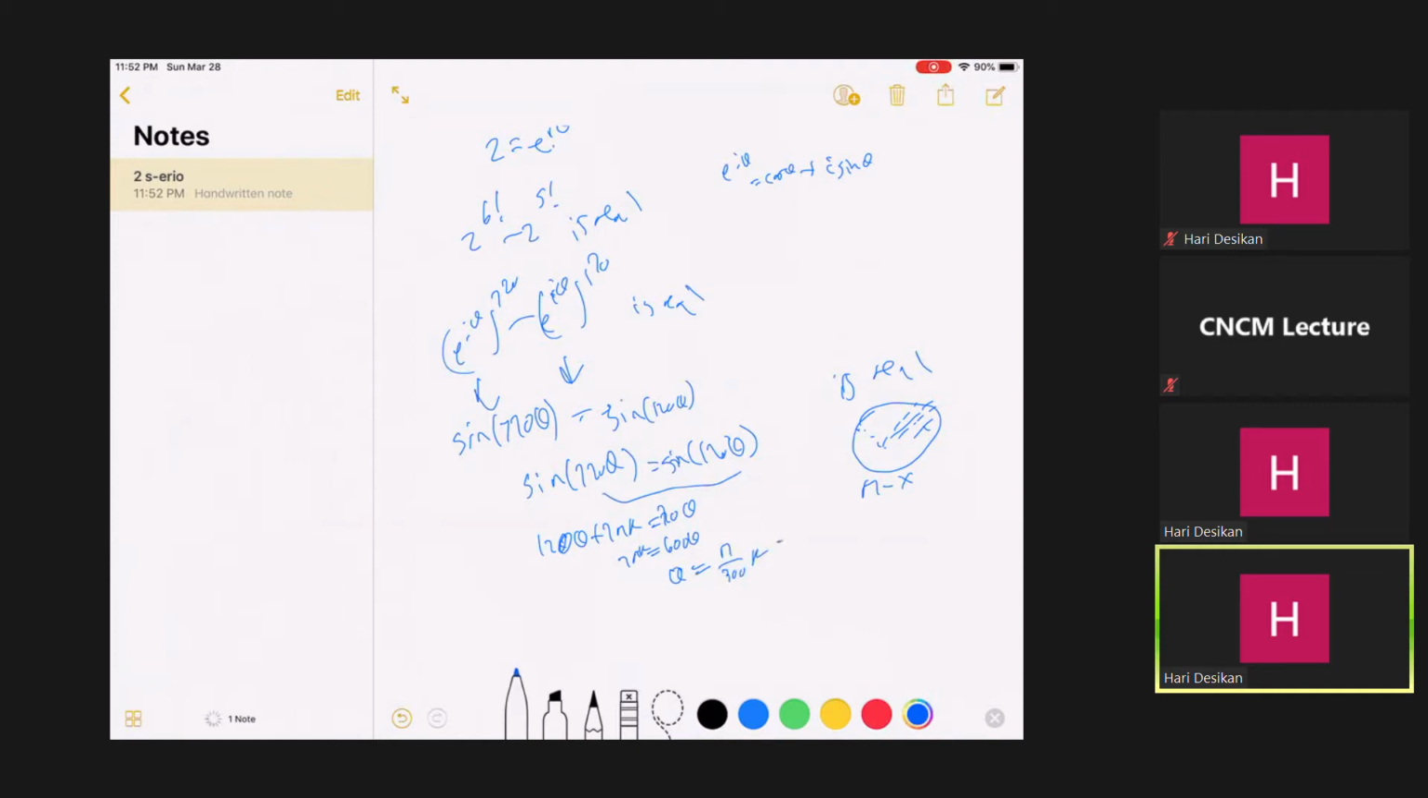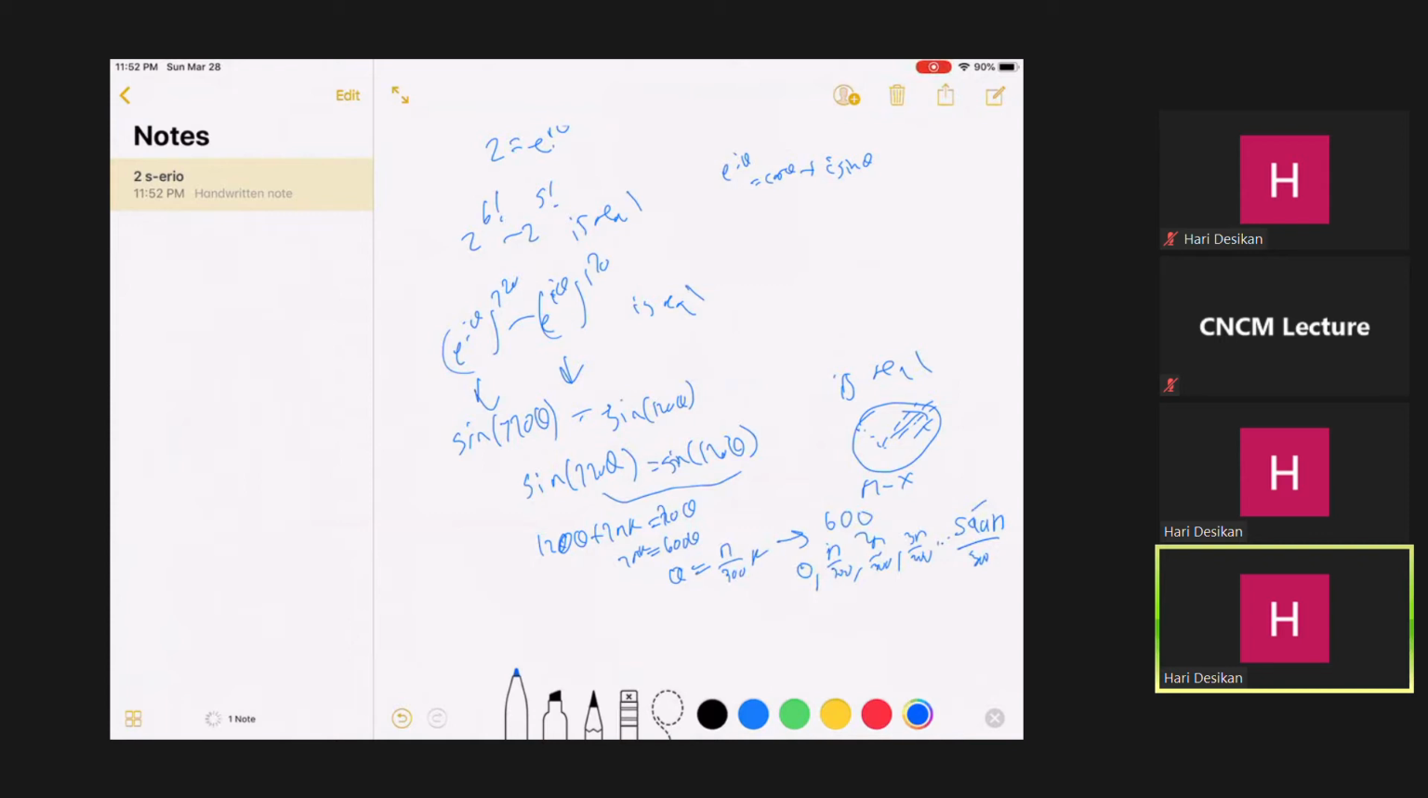And there's 600 values of theta that satisfy this. In 0 to 2 pi, it'll be 0, pi over 300, 2 pi over 300, 3 pi over 300, all the way to 599 pi over 300, right? Because you go up to 2 pi, not up to 1.